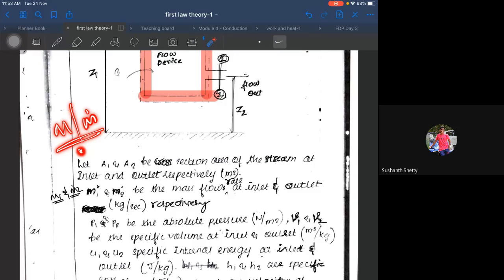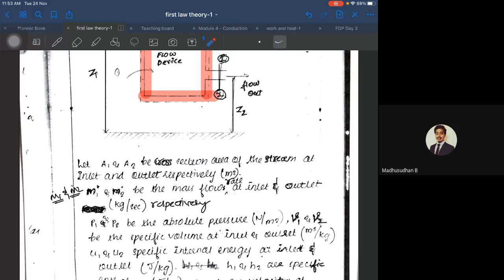M dot 1 means. Yes, so m dot is nothing but your mass flow rate. If you just write m, it is the mass. Very good. Okay, so the mass flow rate at the inlet and outlet is measured in kg per second, the mass flow rate, of course, the time would come.